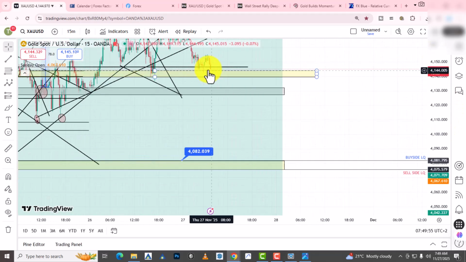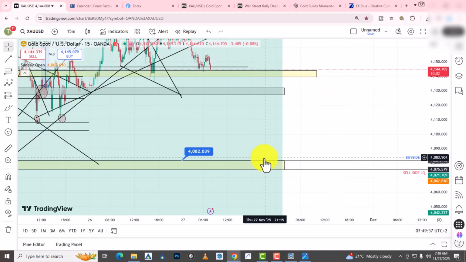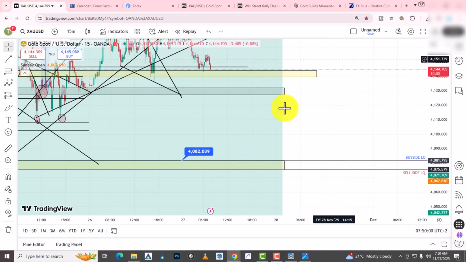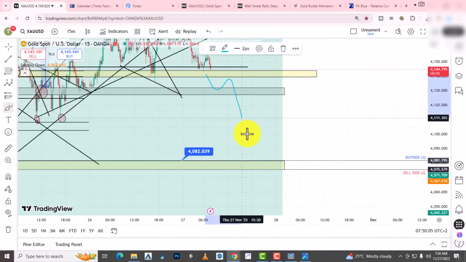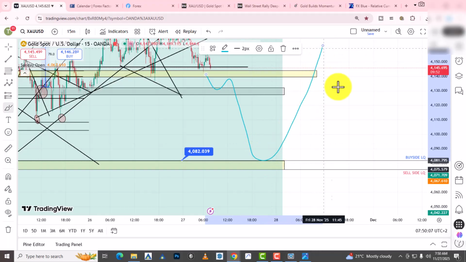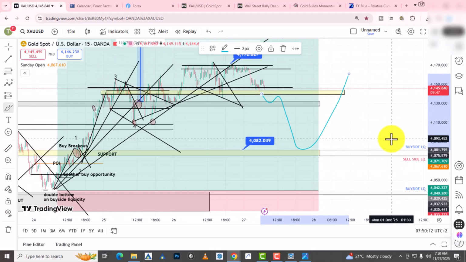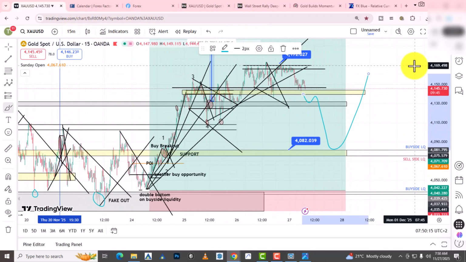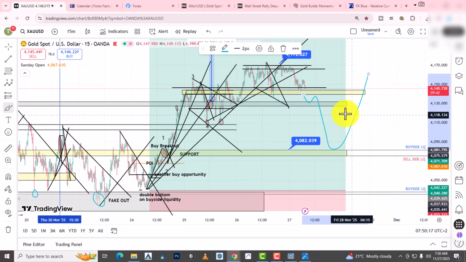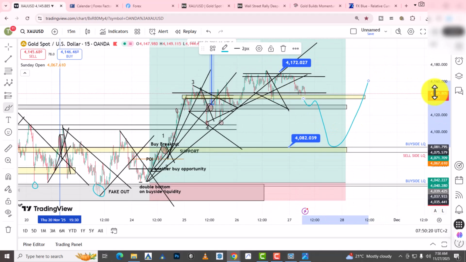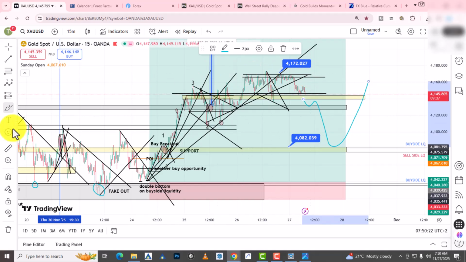If it breaks out the structure, we'll be going back to the zone, so we collect liquidity. We're going to collect liquidity like this, and then that's when we can go up. That buy side liquidity. So that's basically what that triangle is saying. So this is why a lot of people were selling here, because we couldn't break the structure. We couldn't break this high. This is equal highs, Quasimodo, whatever you call it.